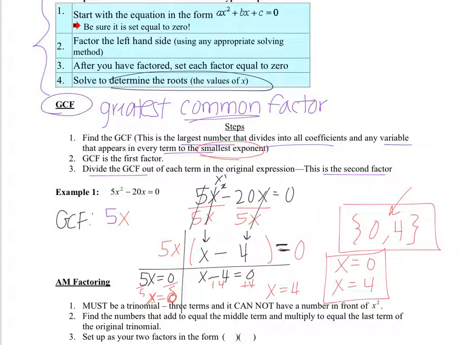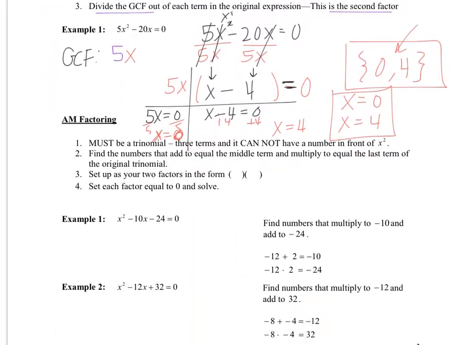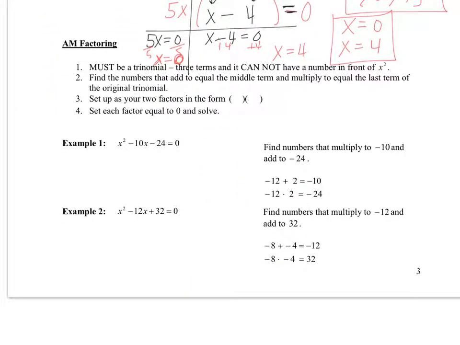Okay, so factor first, solve second. Sometimes you have a quadratic that has 3 terms, and it doesn't have a number in front of the x squared. So in order to be a trinomial, 3 terms, it does not have a number in front of the x squared. Cannot have a number. In order to do this, you're going to use the add multiply method. And we shorten this by calling it AM.